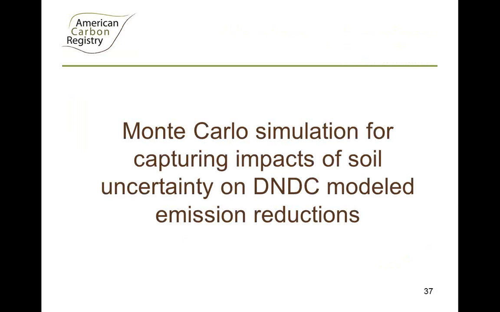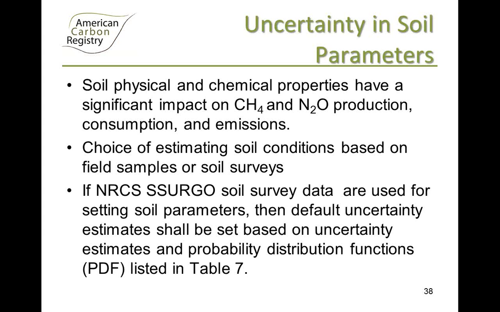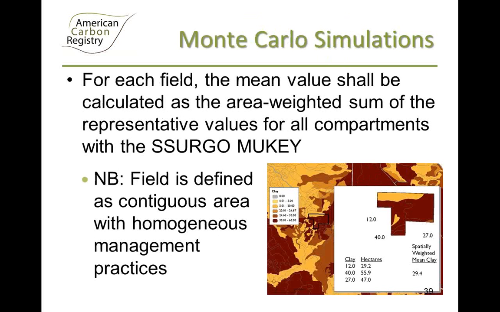And the next step is to account for input uncertainty. We do that through a series of Monte Carlo simulations. It's important to note that soil is an important driver for greenhouse gas emissions from rice production systems. So in the soil surveys, they give you a range of values. You don't really know the exact value if you're going to use the NRCS soil surveys.